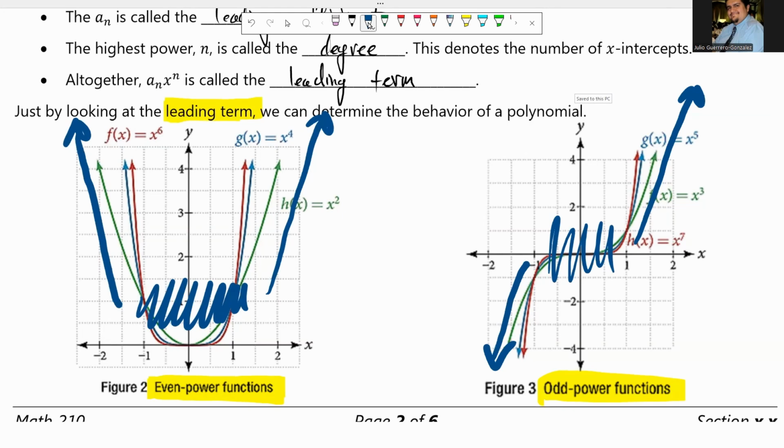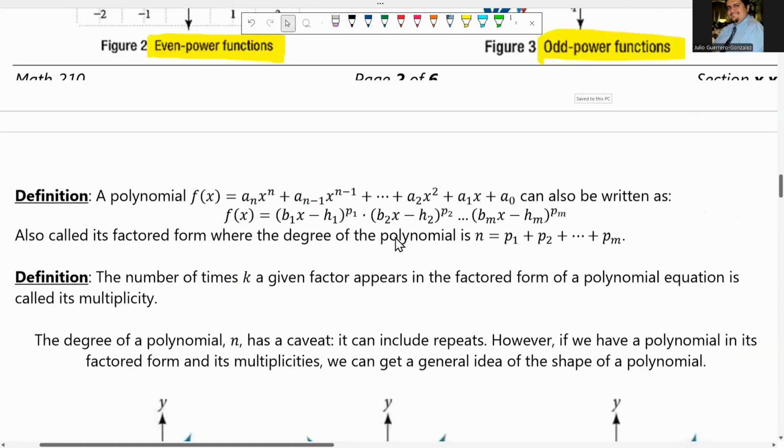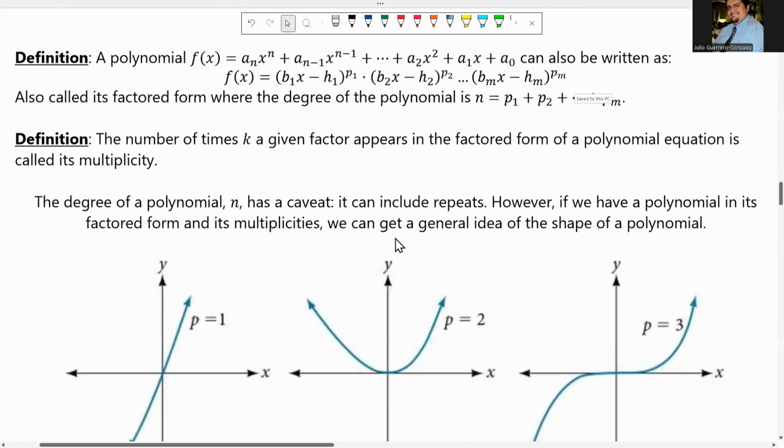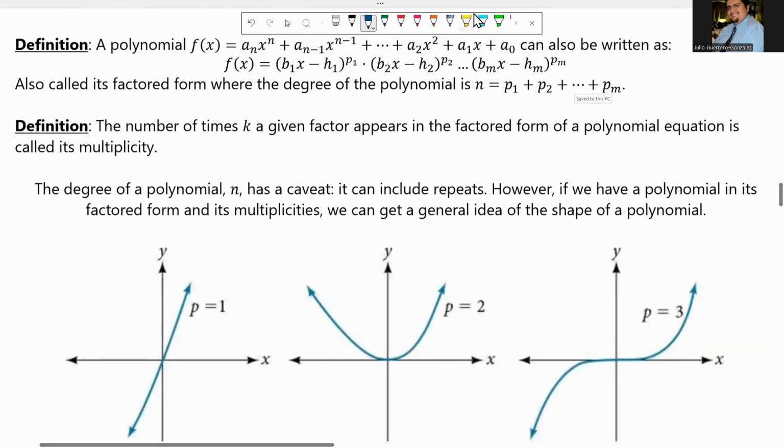We are getting there. Just keep this in mind because this is going to become very helpful once we get down to graphing, at least a little bit. Definition.